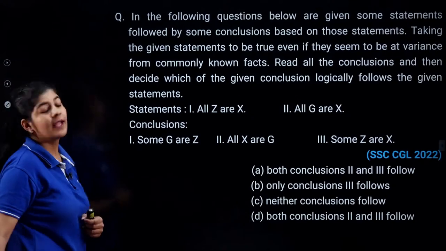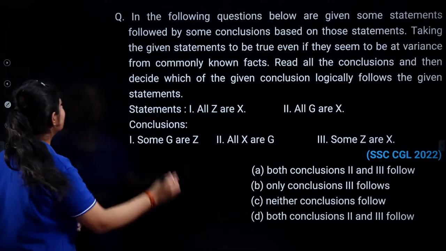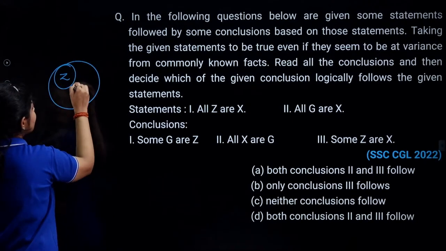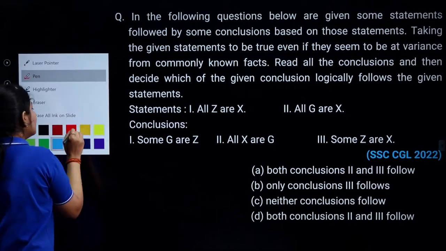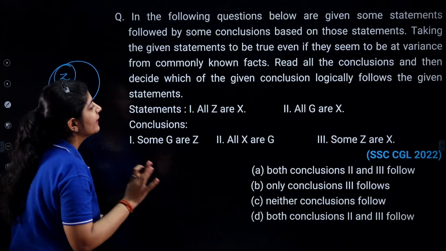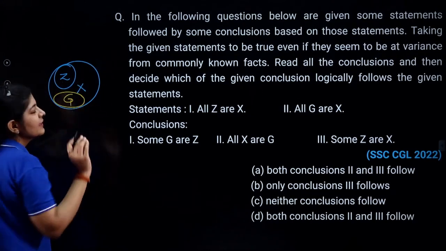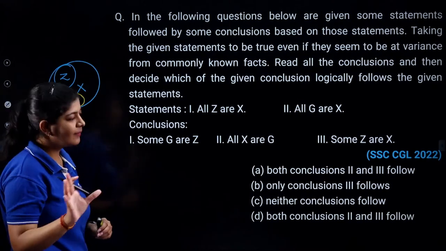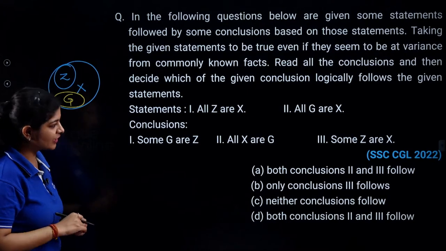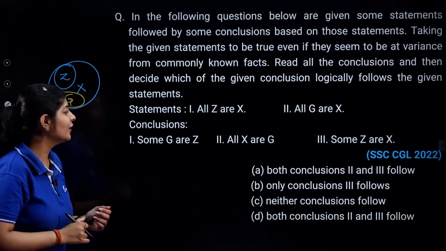Okay. So the statement is saying that all Z are X. All Z are X. What we have to do, we just have to draw the basic diagram only, right? So this is my basic diagram. Now with the help of this one, let's check. Very good Saurabh, but let me check whether you are correct or not.